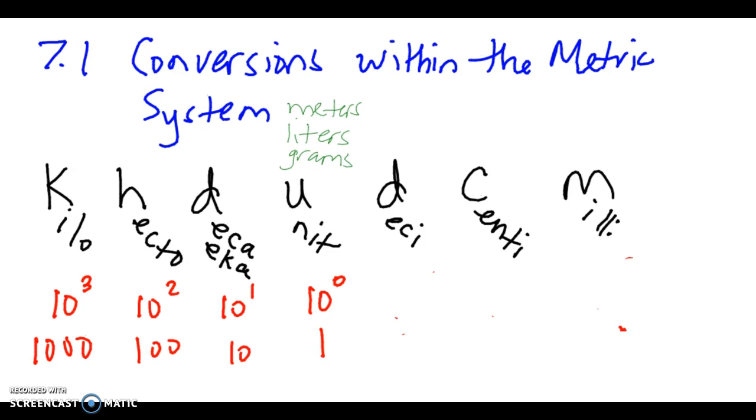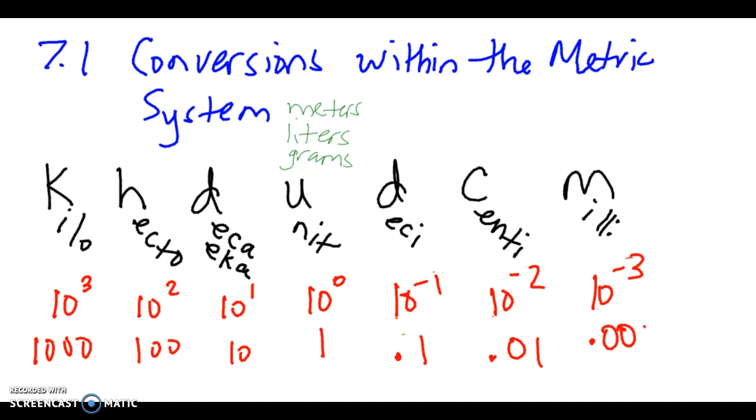A deci is 10 to the negative 1. So there are 0.1 units in a deci. Centi is 10 to the negative 2. So there's 0.01 units in a centi. And milli is 10 to the negative 3. So there are 0.001 units in a milli.